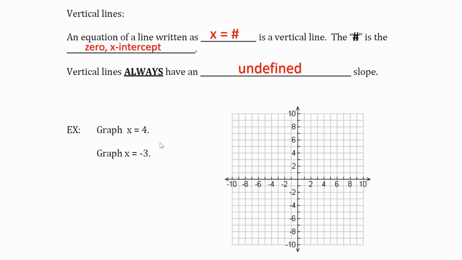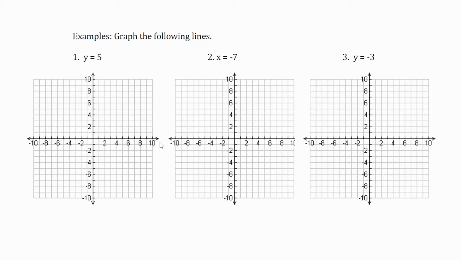Okay, so x equals 4. We'll go through the x-axis at 4. Here's where x is 4. And we draw a line straight up and down through that x. X equals negative 3. Negative 3 is right here. And that line goes straight up and down through x. All right, so if you want to try this on your own, you can practice. And then after you get done, we'll check it. So go ahead and pause and practice.